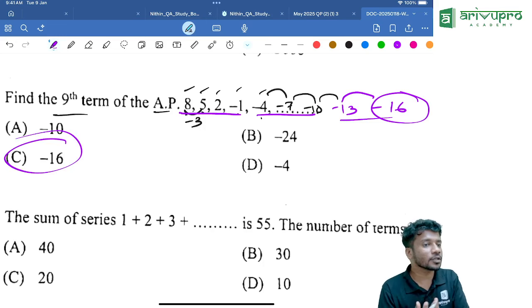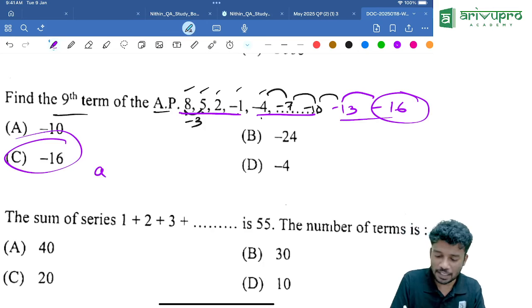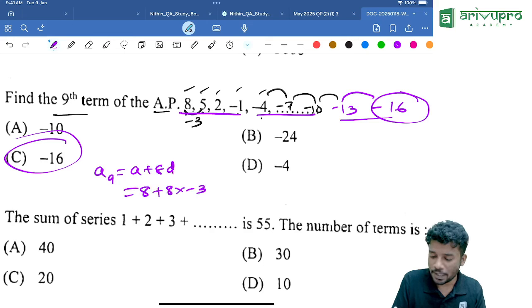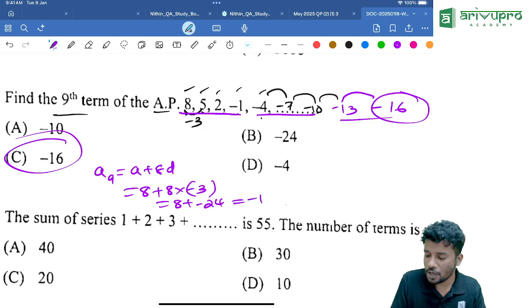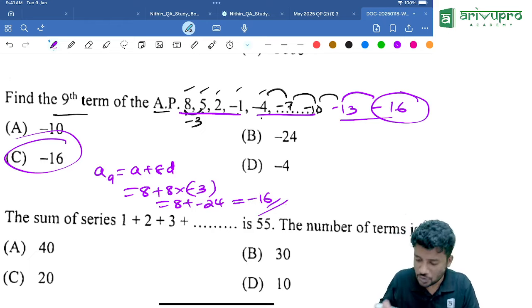Or you will use the formula of our AP. A9 is equal to A plus 8D, which is equal to 8 plus 8 into minus 3. You will get 8 plus minus 24, which is equal to minus 16. Two ways are possible. Both ways you will get the same answer.